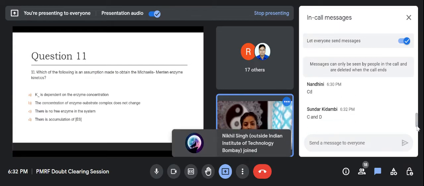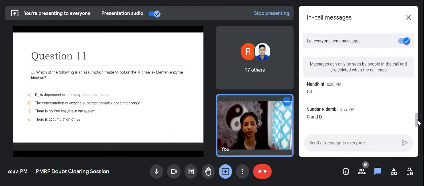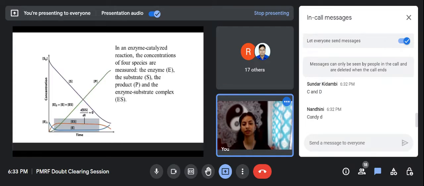C and D. Okay. Anyone else? Any other answer? Or are you not sure about the answer in this case? Only C and D. Okay. Two people have answered. Alright. So let's see what the answer is.